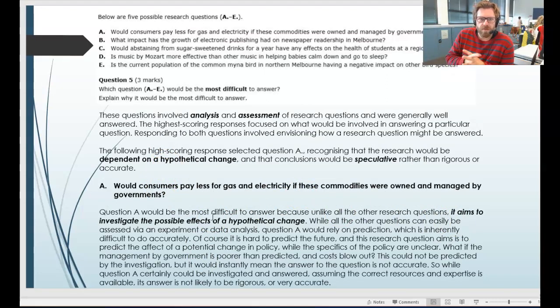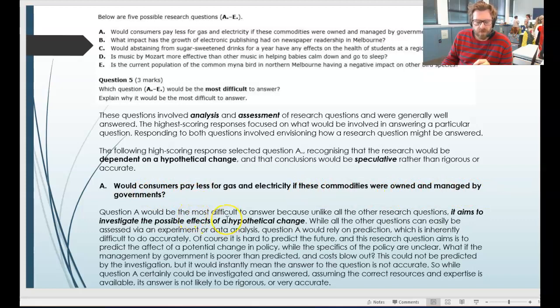obviously there are a whole different number of ways to critique a research question, thinking about the scoping, thinking about the potential for implementing the methodology, and that's what this response has done here. Okay, so if you have a look at the response down below, a high scoring response, they've critiqued A, and so A was the question. The research question articulated here is, would consumers pay less for gas and electricity if these commodities were owned and managed by governments?